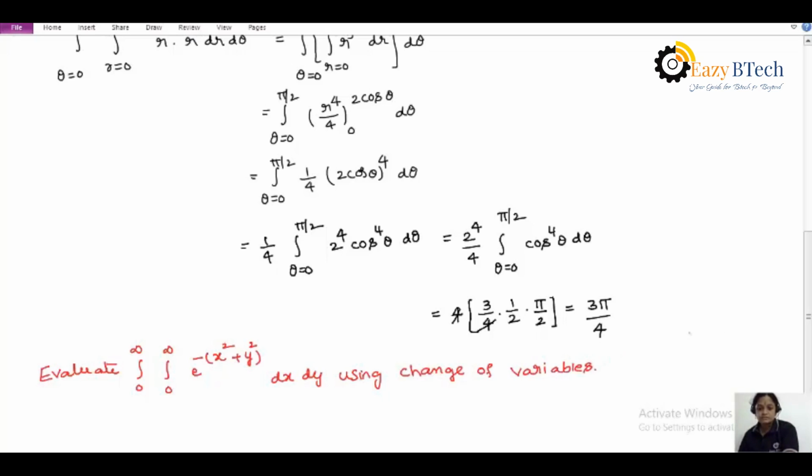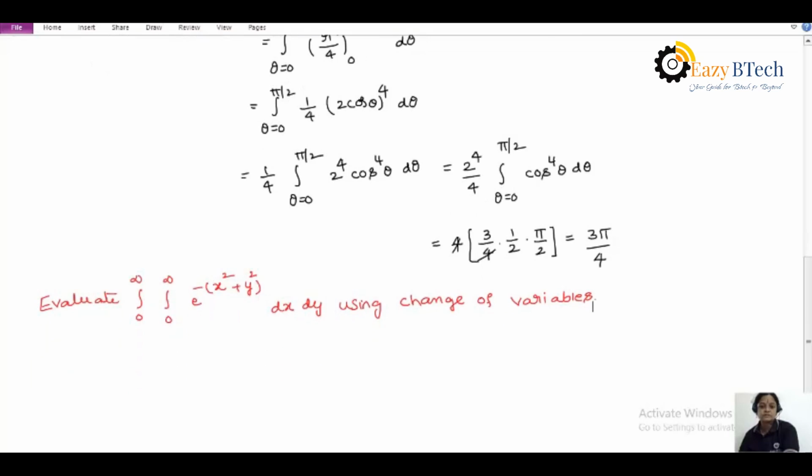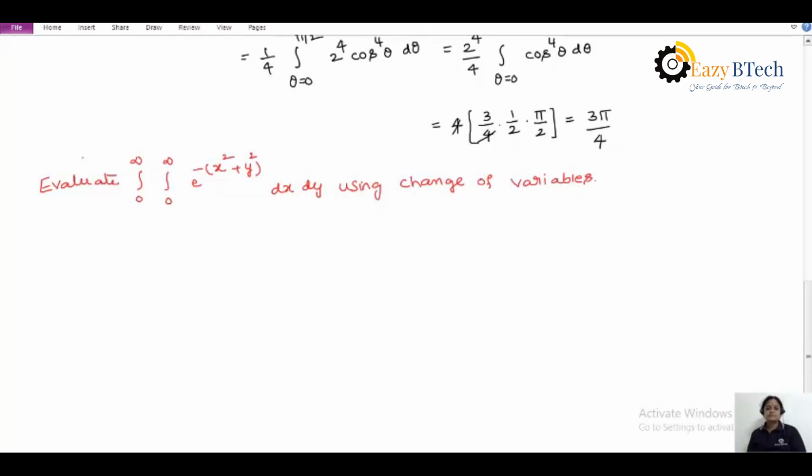Using change of variables. The same substitutions here for this question also, we are using to change to polar form. The solution: it was given the integral 0 to infinity e power minus of x square plus y square dx dy. Observe here in the question the limits are given as 0 to infinity.